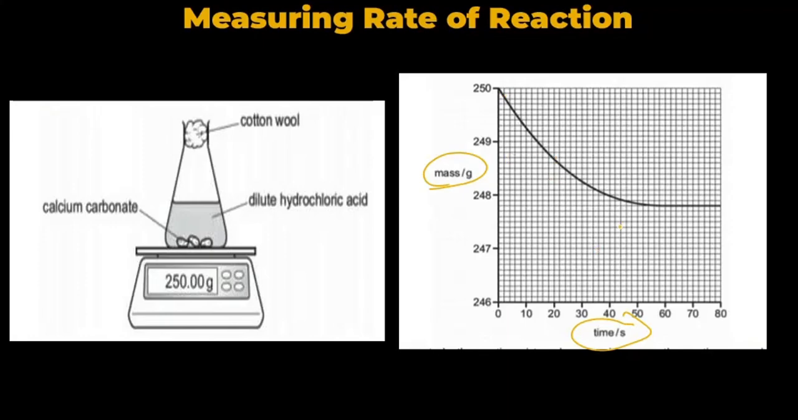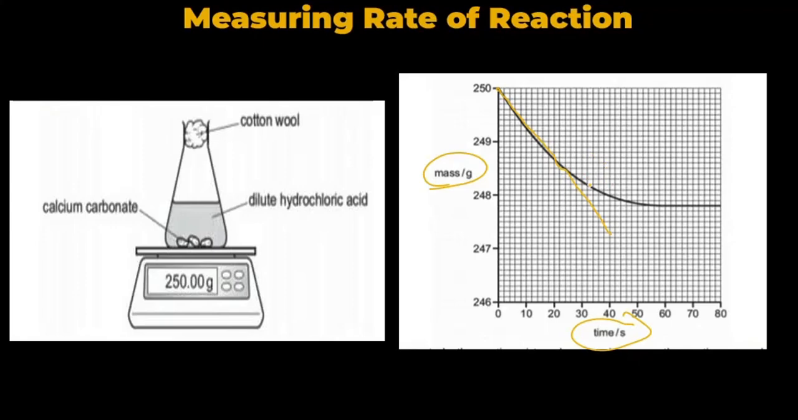And just like we did for the other graph, you draw a straight line. Draw a straight line here. This is not straight, but you know what to do. You draw a straight line here, and then you find the gradient. Okay, you find the gradient of this line. All right. So this is going to give you the rate of the reaction.